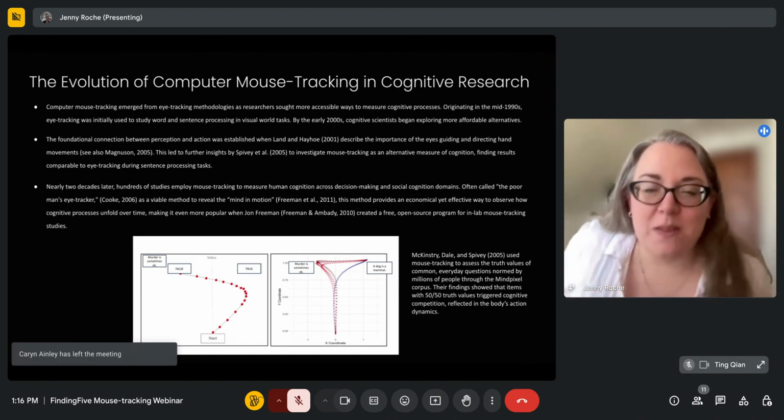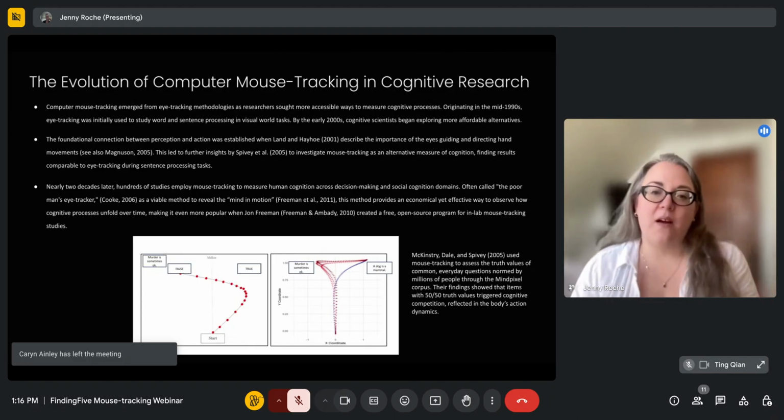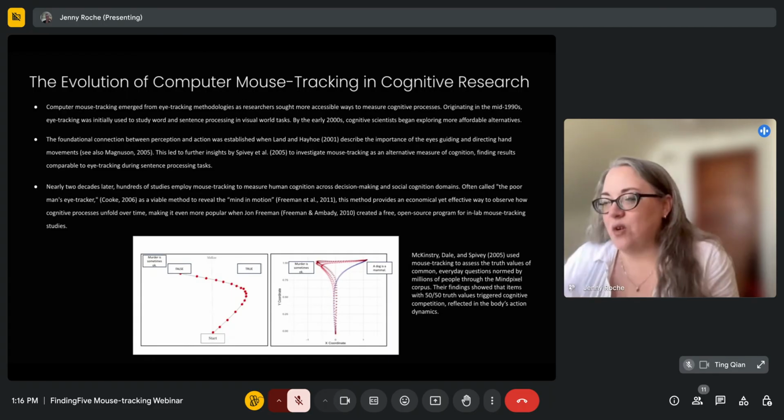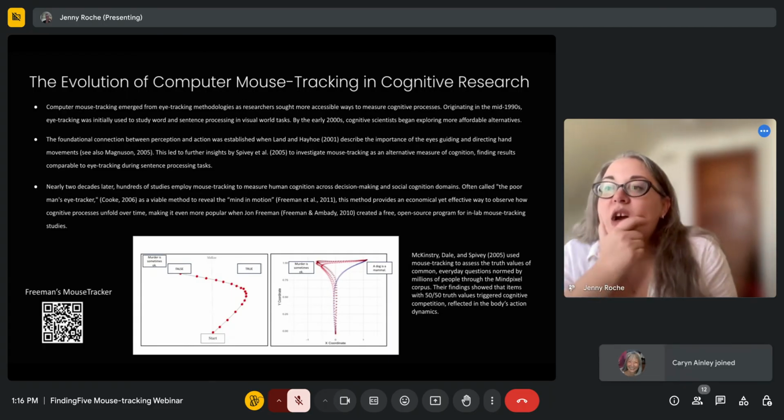When it comes to social decision making, things are a little bit messier. But this is kind of a good representation of what it would look like.